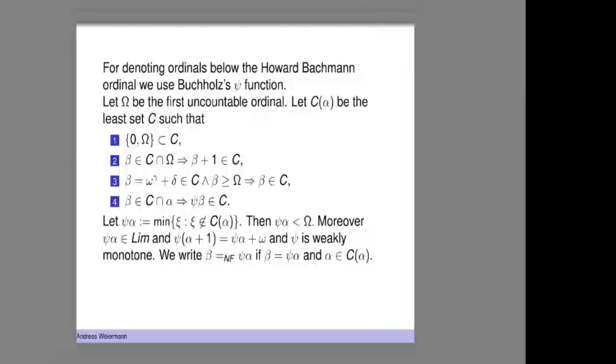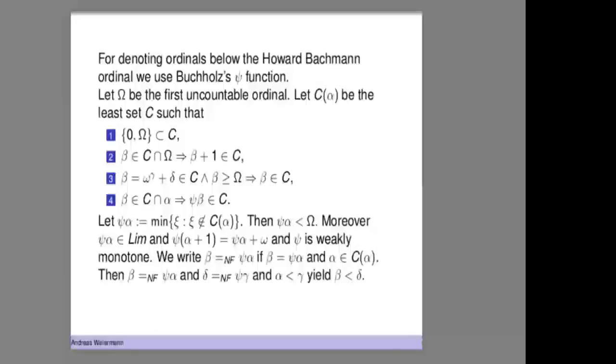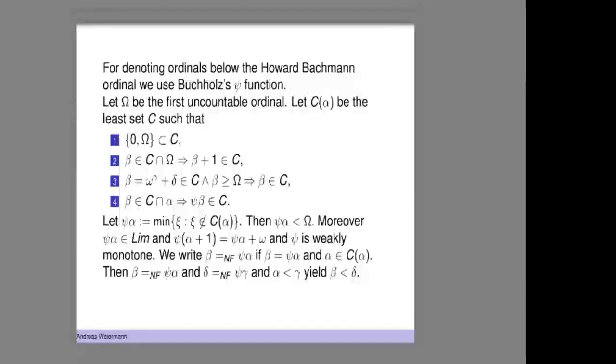We write beta is in normal form psi alpha if beta is of the form psi alpha, and moreover alpha is in C alpha. Now what's the point with normal forms? As I said, the psi function is weakly monotone, but if I have two psi values, beta in normal form psi alpha and delta in normal form psi gamma, and alpha is strictly smaller than gamma, then I can conclude that beta is less than delta. So in general, the psi function is weakly monotone, but on normal forms, it's strictly monotone. And of course, if you want to prove termination using ordinal functions, you have to use strictly increasing functions.